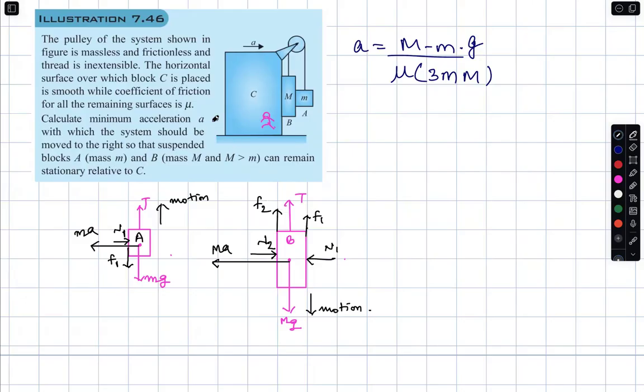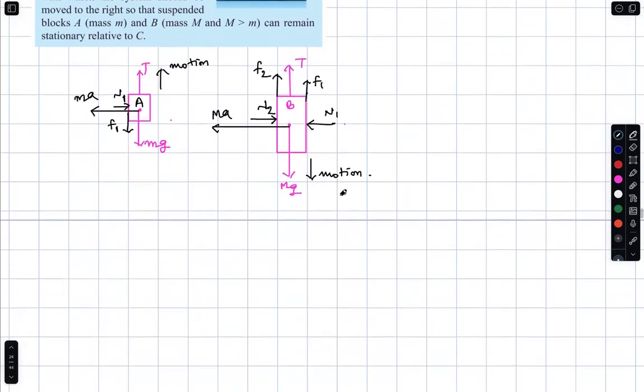Calculate the minimum acceleration A with which the system should be moved to the right so that the suspended blocks A and B can remain stationary relative to C. You want stationary. Why should I forget about all? Now the issue is for A.